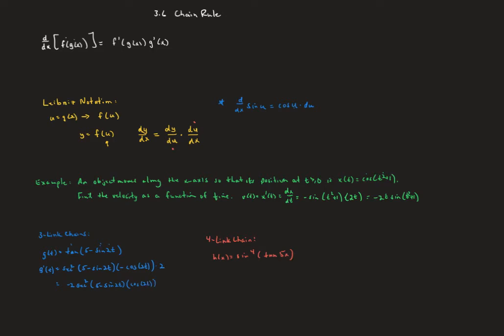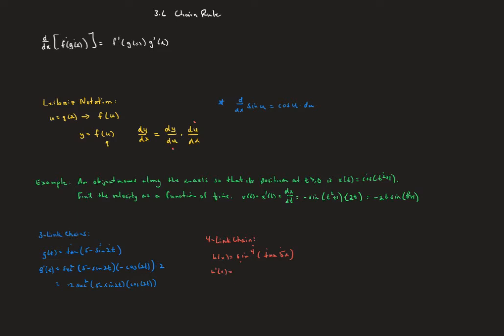All right, we can even do, crazily enough, a 4-link chain. We can do this all day once we get the hang of it. So now we have a 5x sitting inside of a tangent, sitting inside of a sine, sitting inside of a 4th power. So the idea is you always work your way outside in.